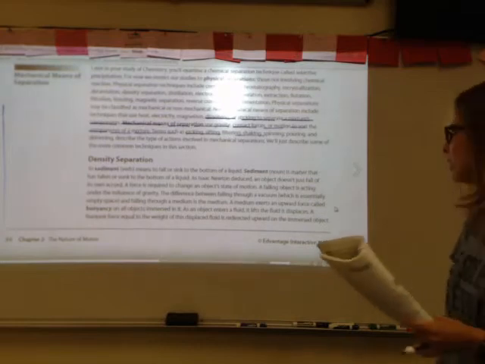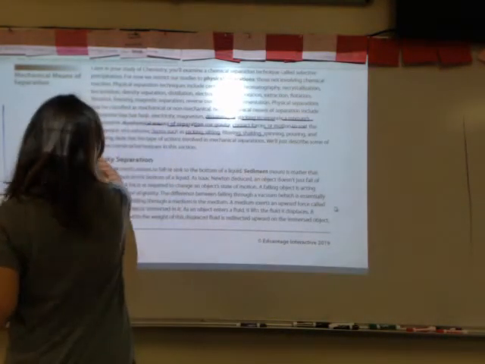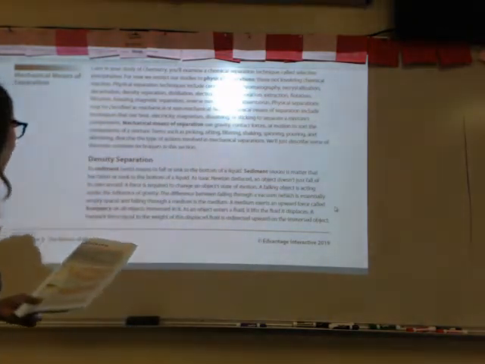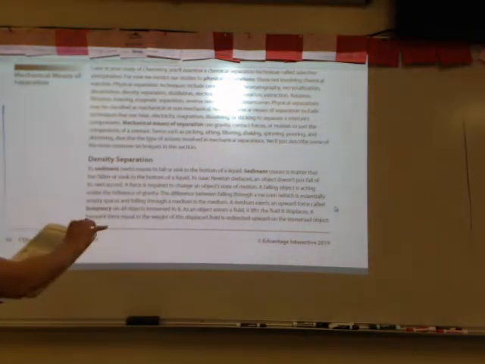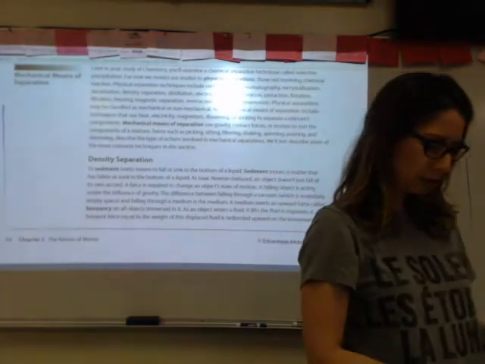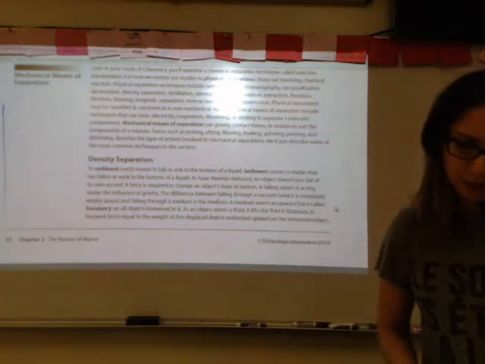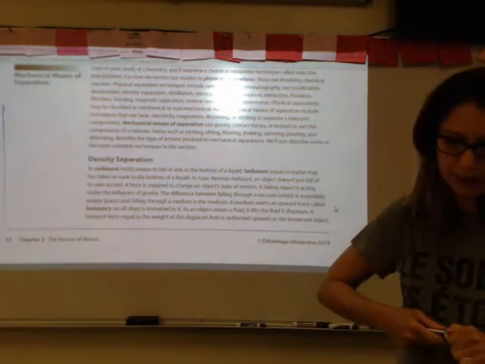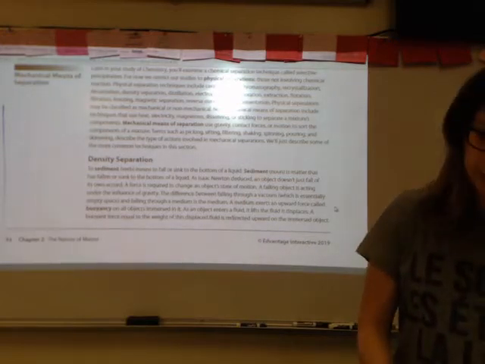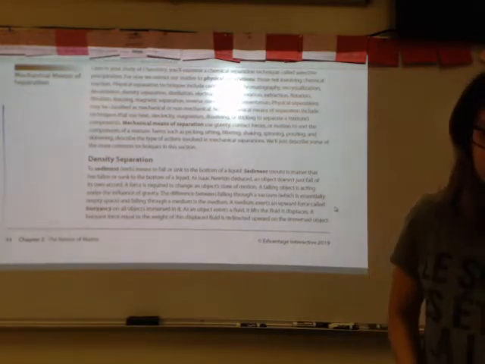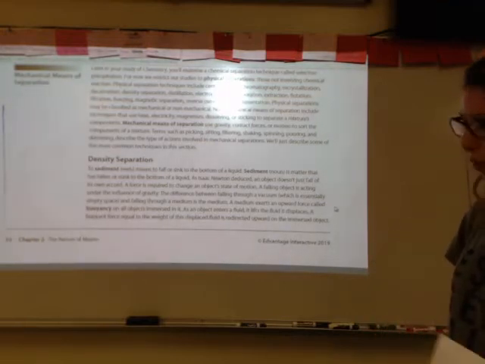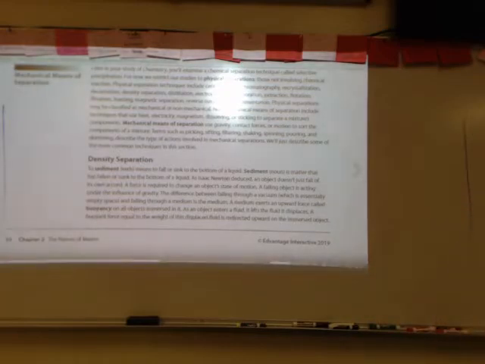Density separation is where we're going to have some sort of a sediment, so something that falls or sinks to the bottom of a liquid. And a medium is going to be exerting an upward force called buoyancy on objects that are immersed in it. And when an object enters a fluid, it lifts the fluid that it displaces. And the buoyant force equal to the weight of this displaced fluid is redirected upward on the immersed object.